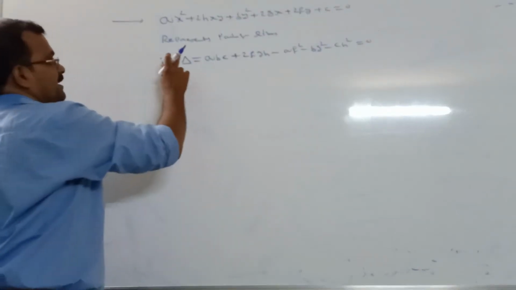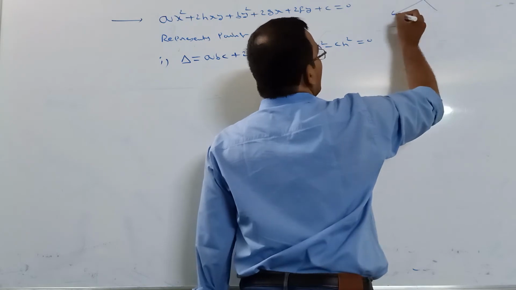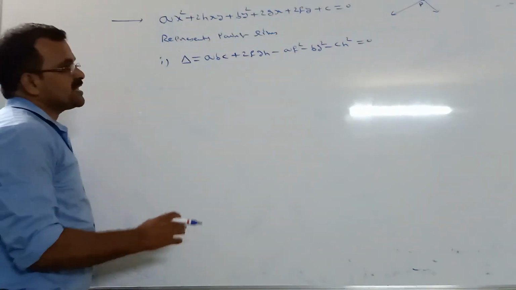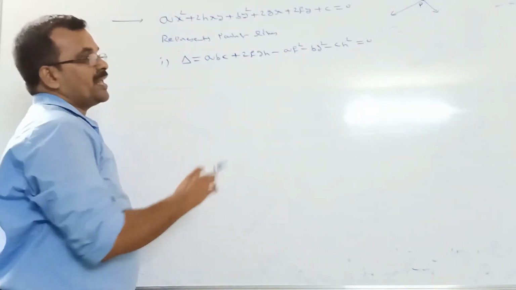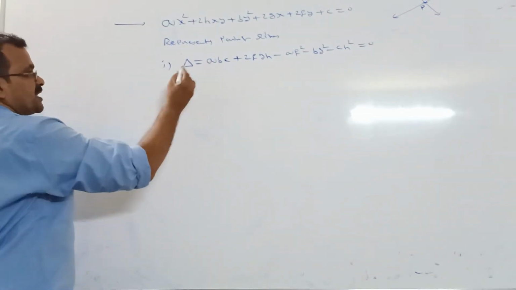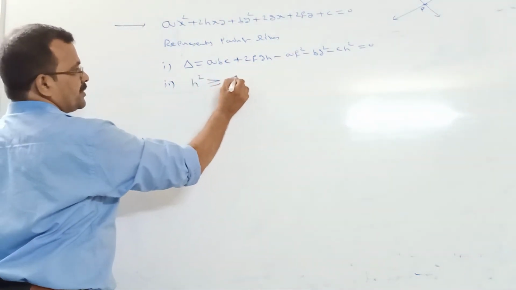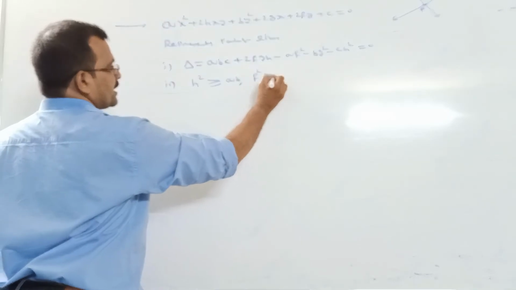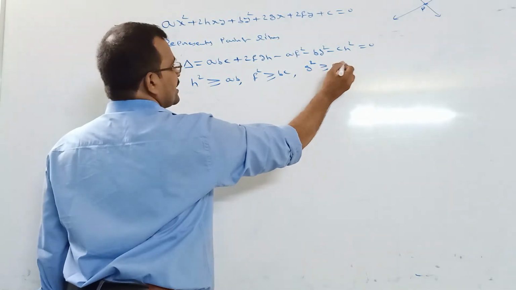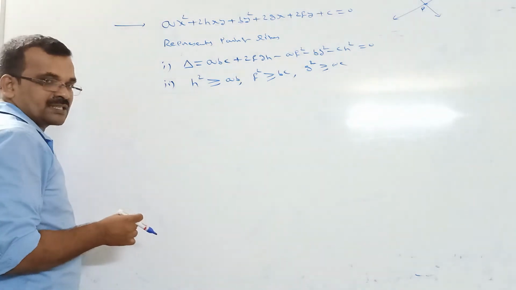It represents two pair of lines which are not passing through origin. Homogeneous equation is always passing through origin, but non-homogeneous equation is not passing through origin. It has some point of intersection other than origin. So we satisfy this condition as well as h square greater than or equal to ab, f square greater than or equal to bc, and g square greater than or equal to ac. Then the given equation represents the pair of lines.